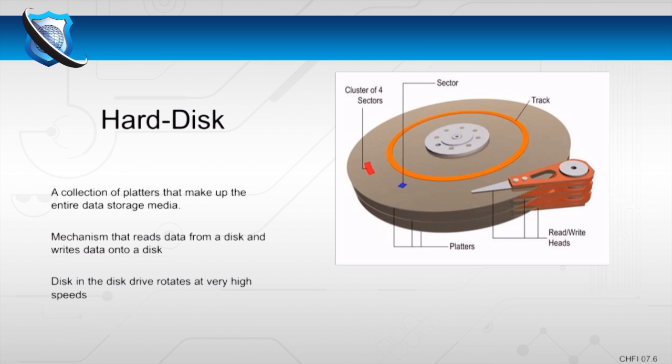It's a collection of platters. Those platters that sit inside of there have a mechanism to read and write. And the disk drive rotates at a very high speed. Standard disk drive rotational speeds today are 5,400 and 7,200 RPMs.